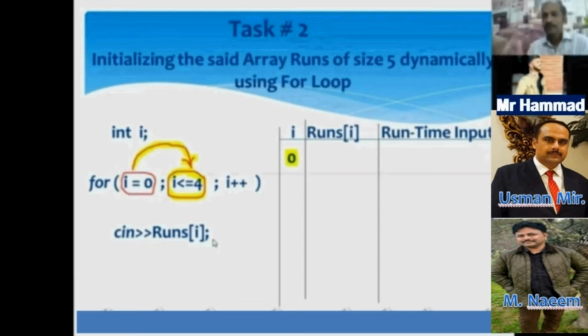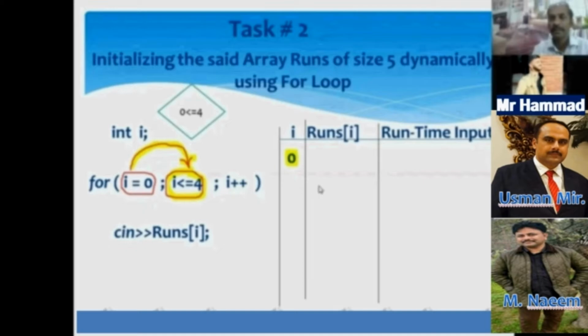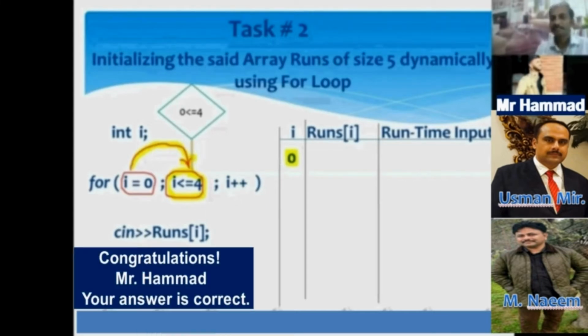Right now, the control of execution is at the condition statement. What is the current value of I? Sir, 0. Okay, if we place this value of I in the condition, what will this condition become? Sir, 0 less than or equal to 4. It will look like this, 0 <= 4. Now, another question to you. Whether this condition is true or false? Sir, true. Okay, this condition is true.